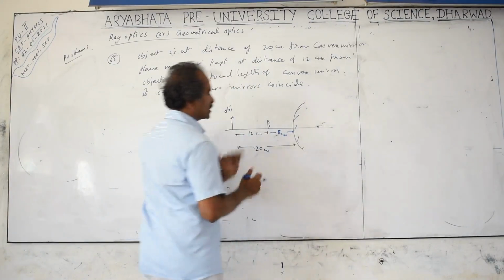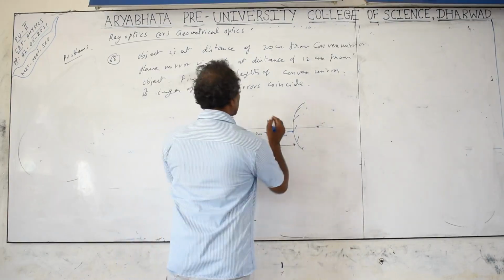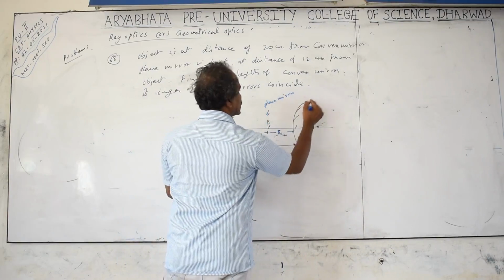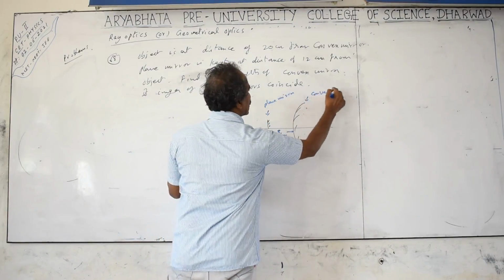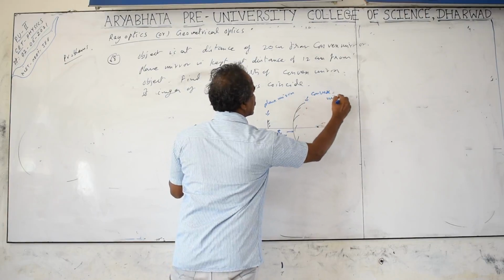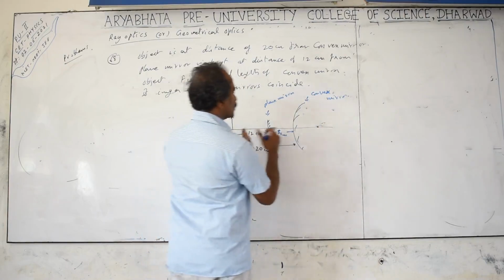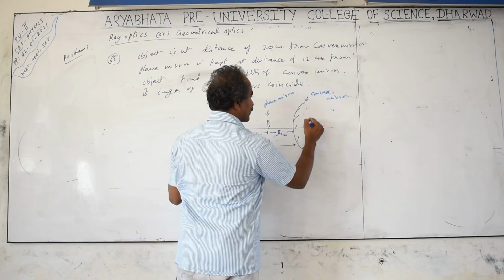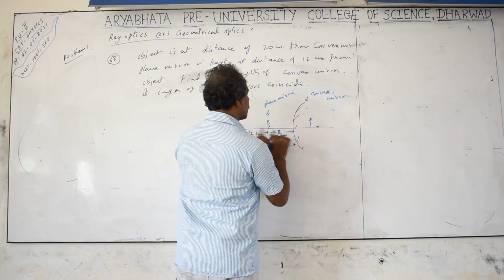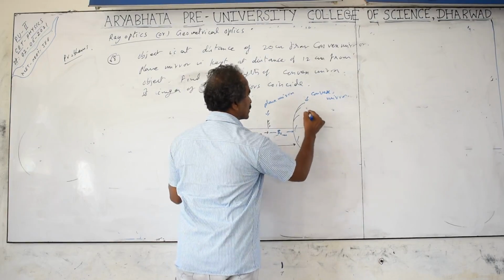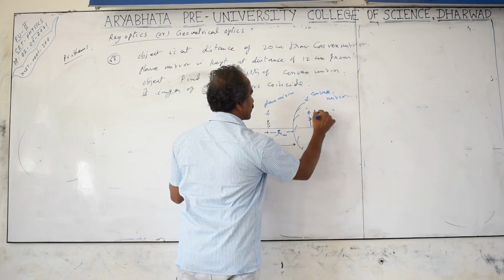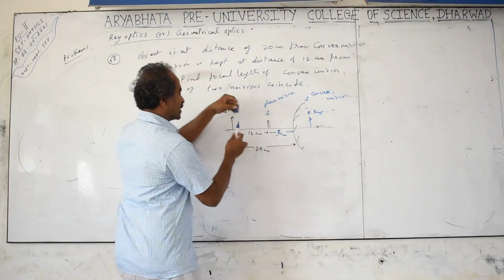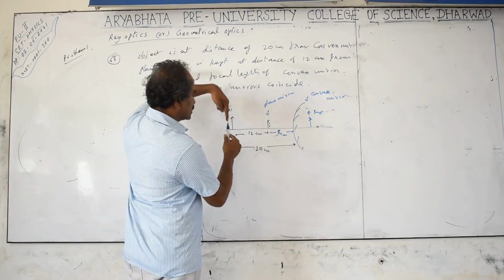For the plane mirror, object distance is equal to image distance. This is a plane mirror and this is a convex mirror. What they told is, for the convex mirror an image is formed, and for the plane mirror also an image is formed, but both at equal distances. Two images are coinciding, meaning one appears above the other.